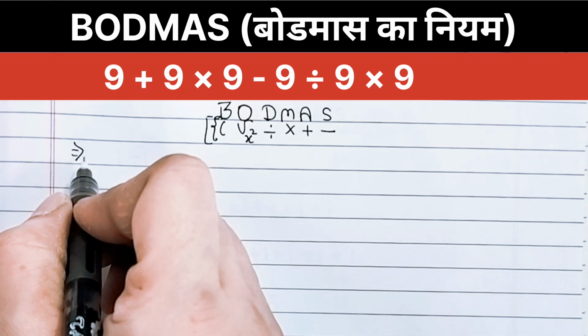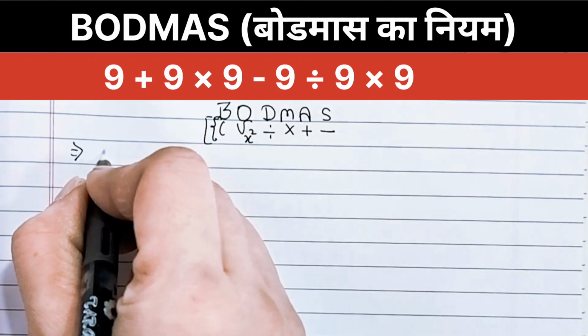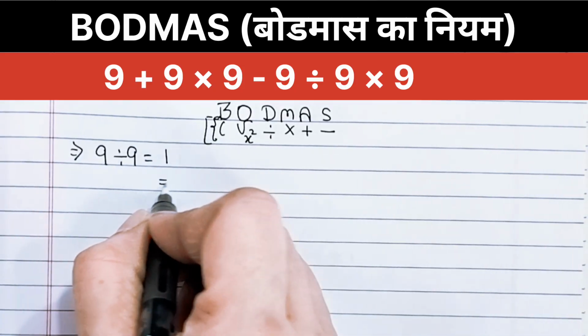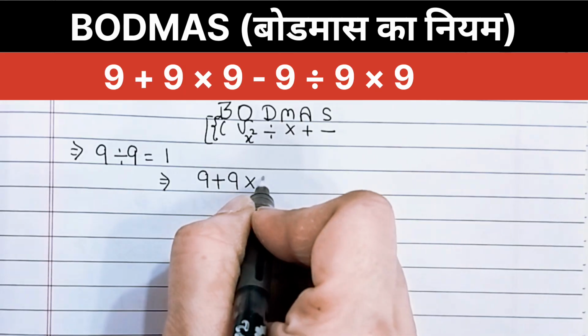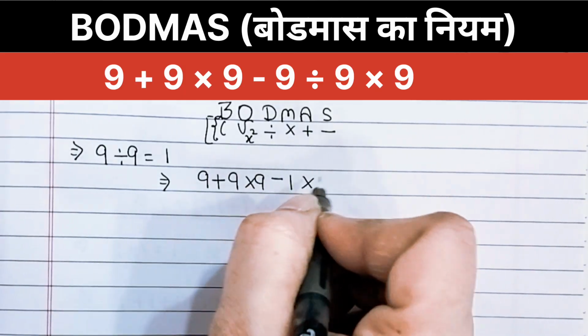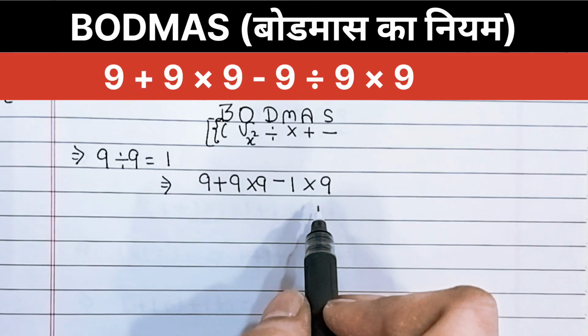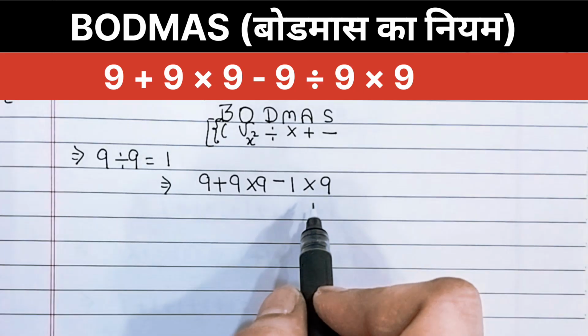Now first step, division. First identify and solve the division within the expression. So we can identify 9 divided by 9 equals 1. So after that the equation becomes 9 plus 9 multiplied by 9 minus 1 multiplied by 9. According to step 1 of the BODMAS hierarchy, division is prioritized over addition, subtraction and multiplication, so we solve it when it appears first from the left.